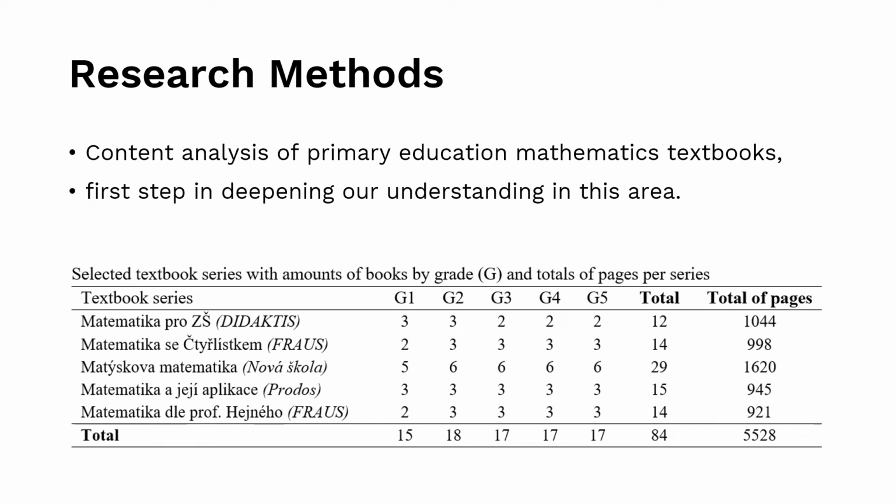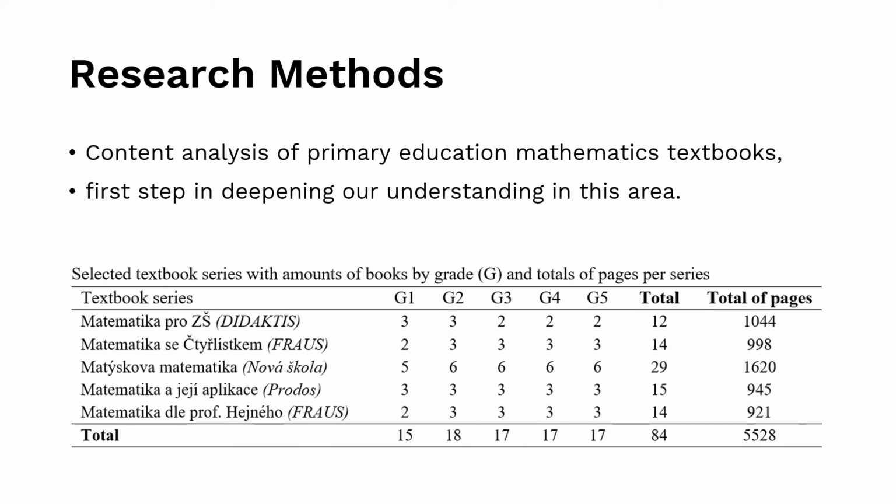To answer these questions, we conducted a content analysis of primary education mathematics textbooks. Why textbooks? Mostly because, for example, Coleman reported that the instructional practice teachers most frequently used while working with graphical representations was to point to those graphical representations in textbooks. We chose complete series of textbooks together with workbooks, where available. Only materials validated by the Ministry of Education, Youth and Sports of the Czech Republic were selected and analyzed.